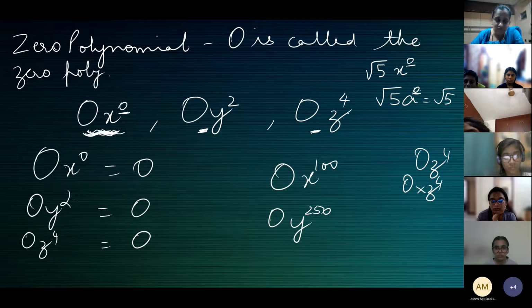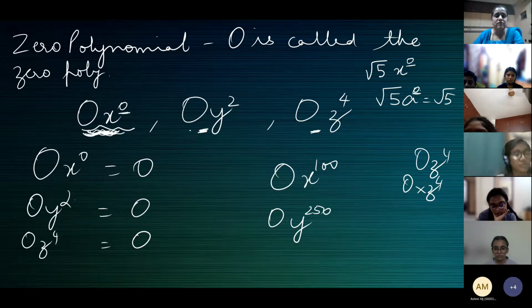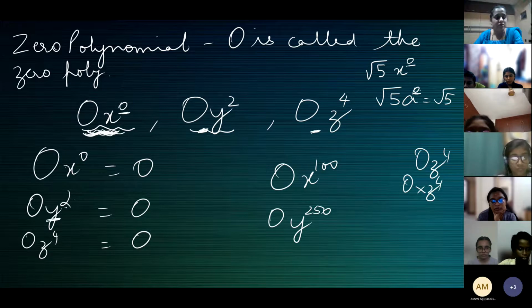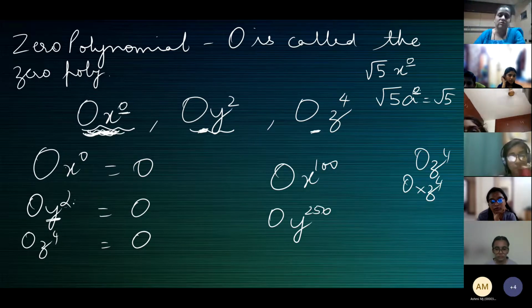When it comes to the zero polynomial and its degree, you can see that 0 can be written in so many ways. From this, we say the degree is 0. From this, we say the degree is 2, because the variable is y and its power is 2. 0y square is also 0. We have not changed the value. So who will decide the degree? The power of the variable. The variable is y, its power is 2, so its degree is 2.